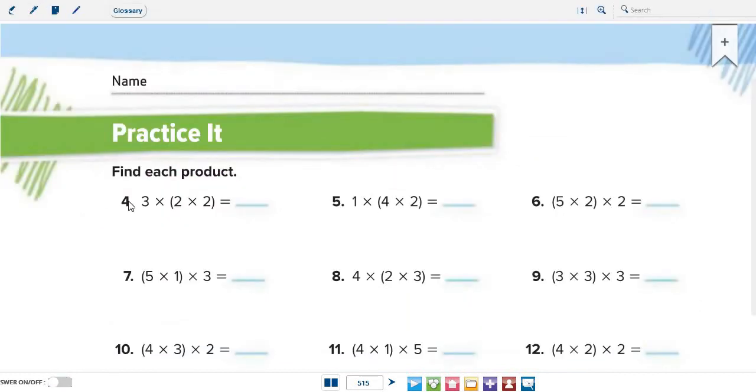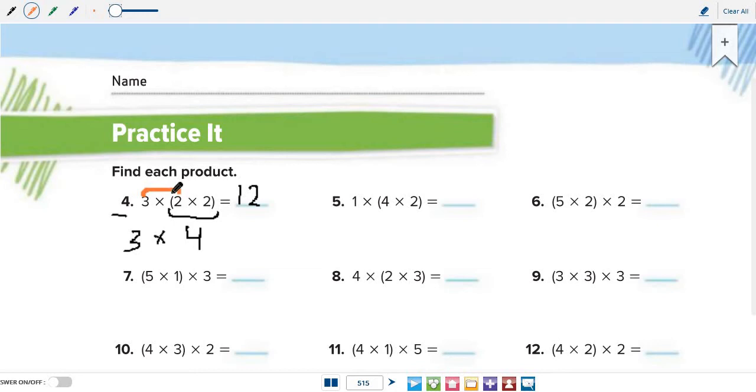Now let's solve question number 4, page number 515. Here we have 3 times 2 times 2. First, we need to find the product of the factors within the parentheses. So 2 times 2 equals 4, and then 4 times 3 equals 12. So the answer is 12. And what if we find the product of these two factors first? 3 times 2 equals 6. Now 6 times 2 equals 12. We get the same answer. So interesting.